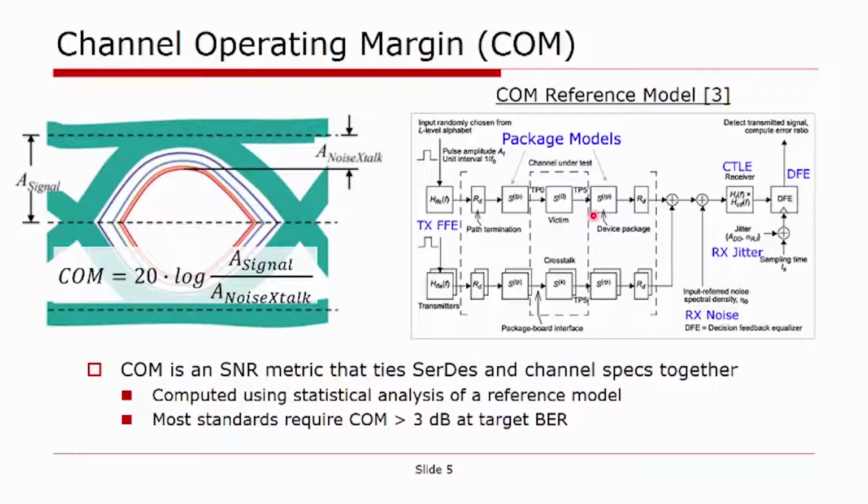But at a high level, what the calculation entails is a full statistical analysis of the system in order to derive what the received signal distributions are going to be after the signal passes through all the elements shown in this reference model. Once you derive those distributions, the computation of COM is actually pretty straightforward, as shown in this formula. Most standards require a COM of higher than 3 dB to qualify a particular budgeting scenario.